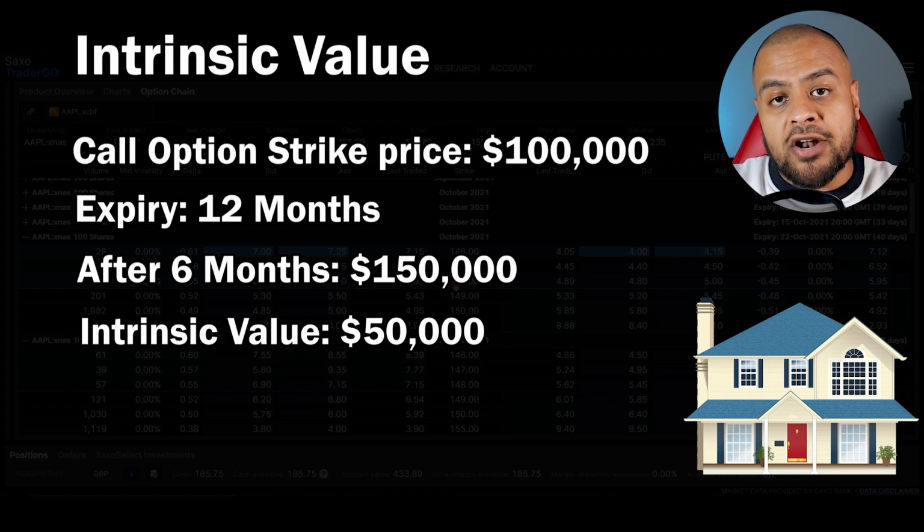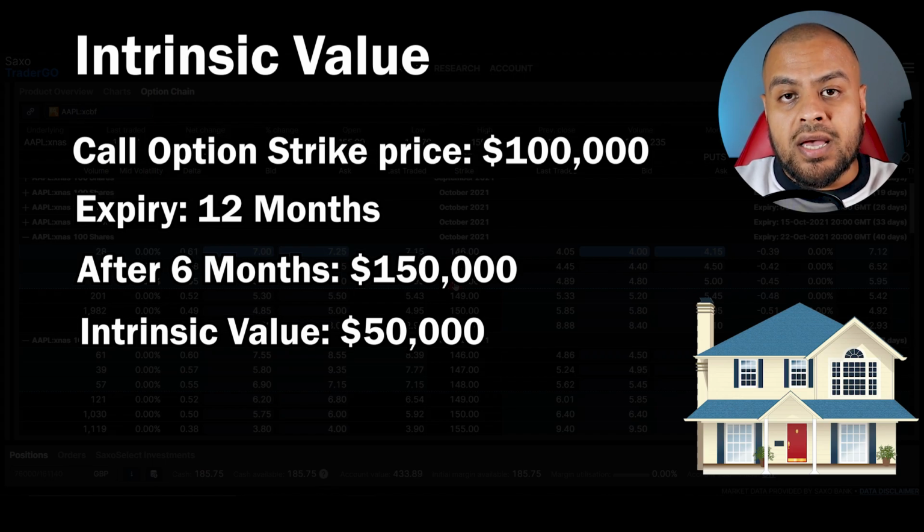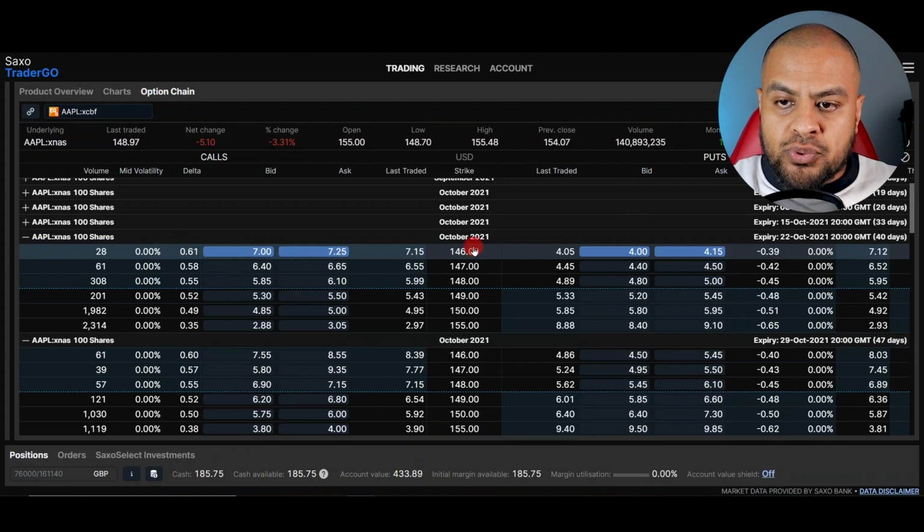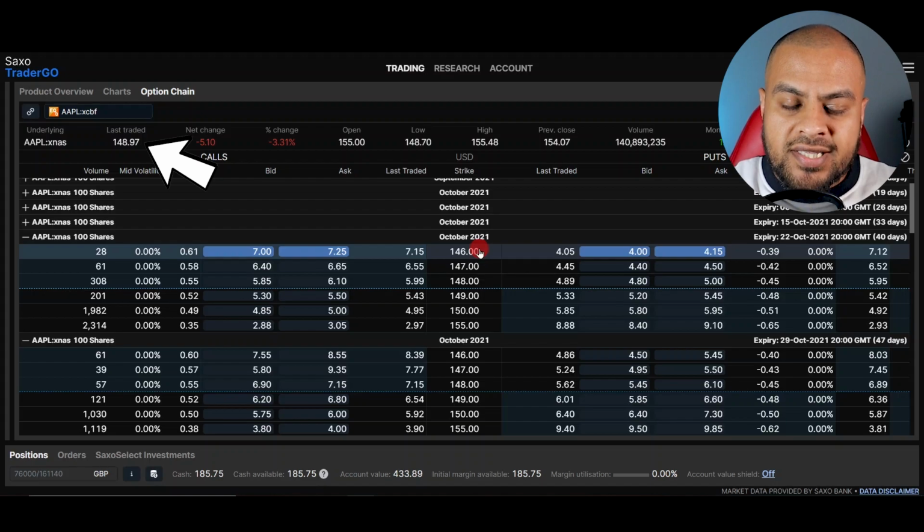In 6 months' time the house is $150,000. The value of the house has increased $50,000. That is what we call intrinsic value. I'm going to break down intrinsic value and how we work it out in terms of the Apple options. So if we stick to the 22nd October contract and I go to this strike price of $146, the current stock price is $148.97.